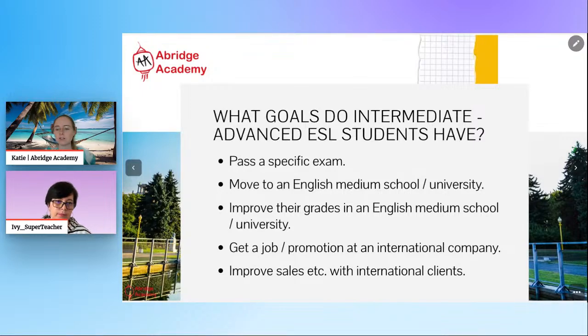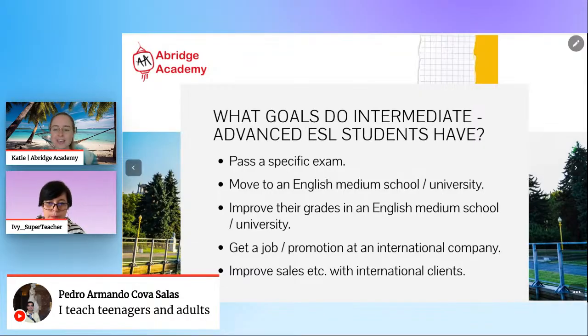Or if you look at adult learners, I think I just saw some in the chat comments saying they teach teens and adults. If you're looking at adult learners, it could be things like getting a job or promotion at international companies. Maybe they're in a sales role, they want to improve their sales statistics with international clients, things like that. They have a particular reason for why they're learning English.